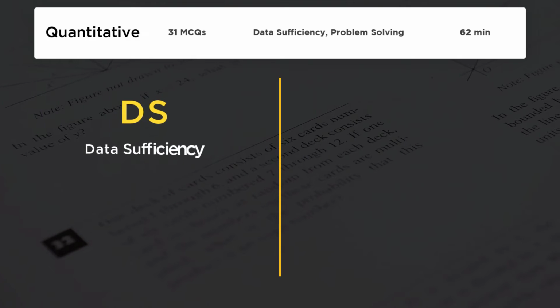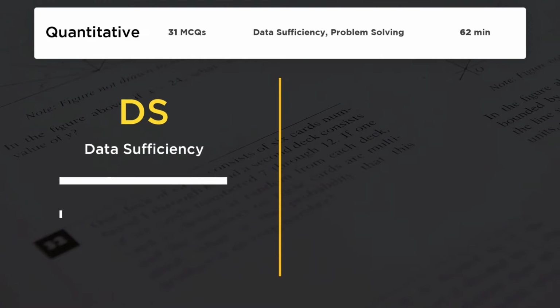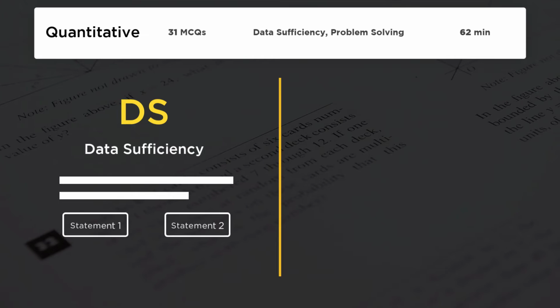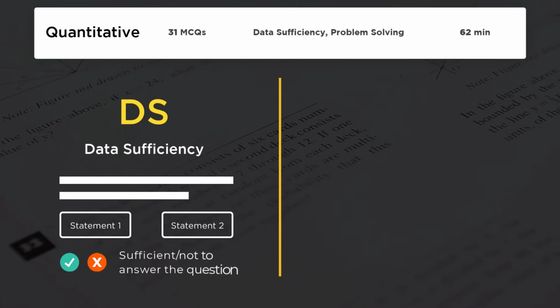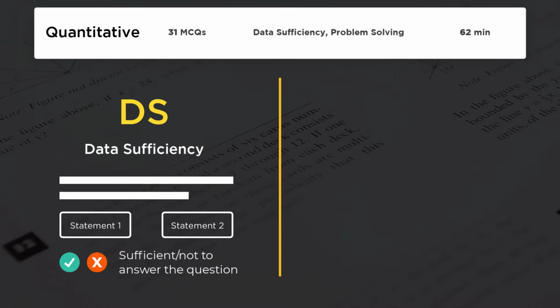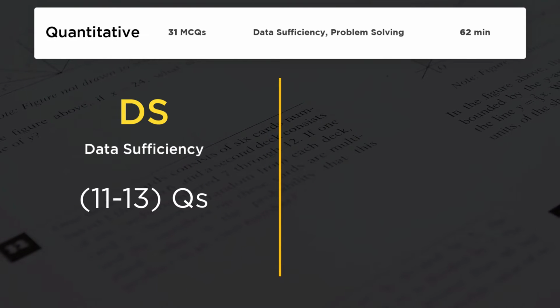Data sufficiency, which consists of a problem statement followed by 2 factual statements. You must decide whether the statement given is sufficient to answer the question in the problem statement. Approximately 11 to 13 questions are there.